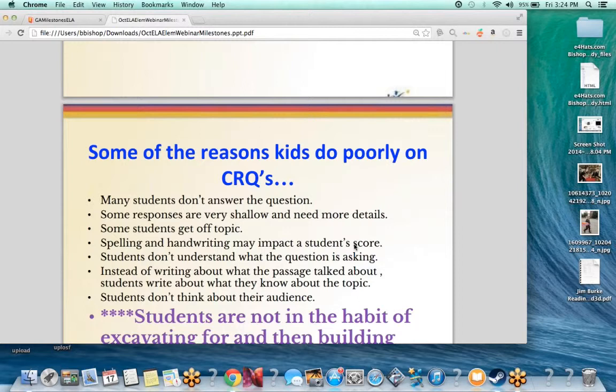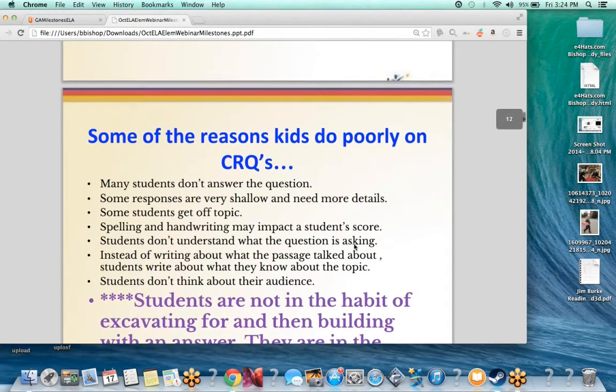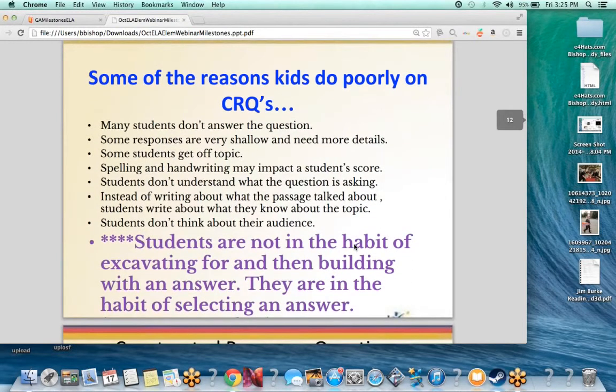Sometimes the students don't understand the question, and that's going to be really true, or could be more true, of this generation of assessment than previous ones, obviously, since these questions are unfamiliar in format. And sometimes the kids, instead of writing about what the passage talked about, write about what they know about the topic. They're showing their knowledge rather than demonstrating their skill. And sometimes students don't think about their audience, but mostly it's just because the students are not in the habit.